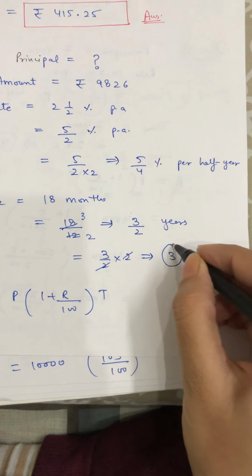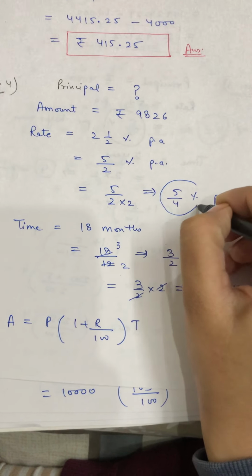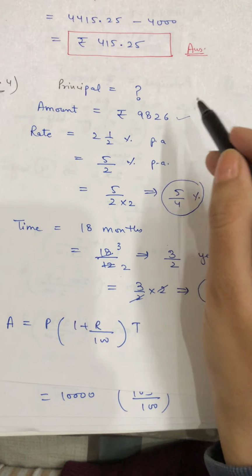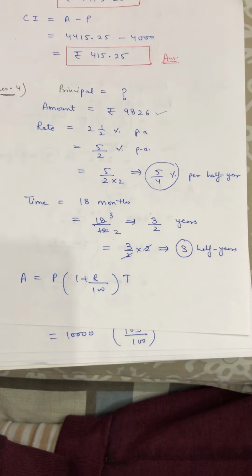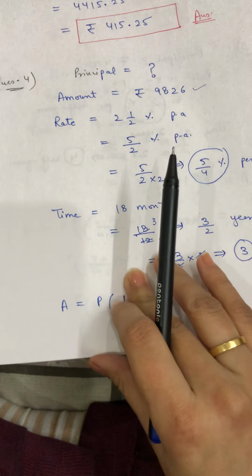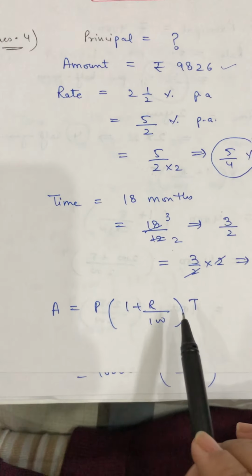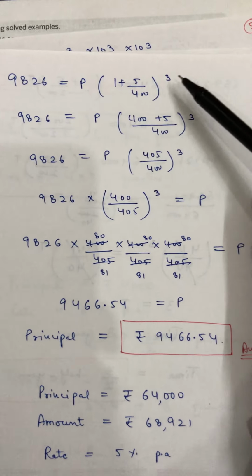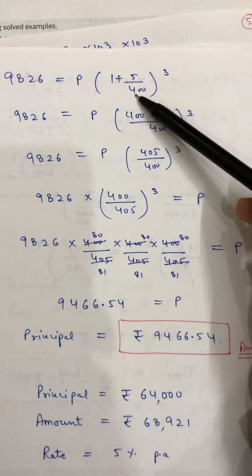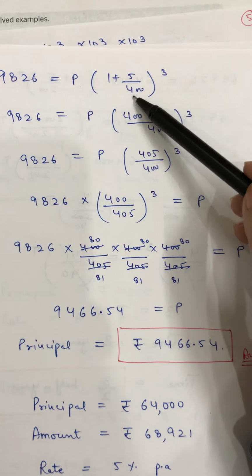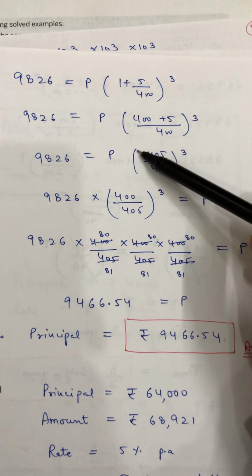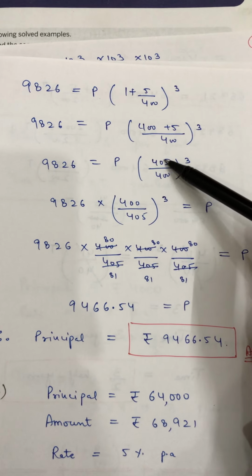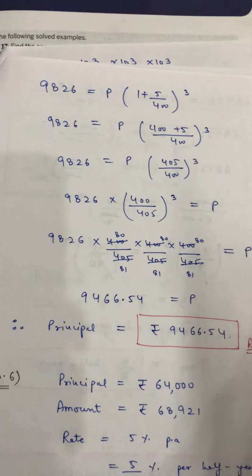This is the time, this is the rate, and this is the amount. Principal is not given. So this is the formula: amount is equal to P into 1 plus R upon 100 raised to power 3. Put the value of amount, principal is not given, and here the rate is 5 by 4. 5 by 4 means 4 into 100, which means 400. Take LCM, it is 400 plus 5, 405 upon 400 raised to power 3.